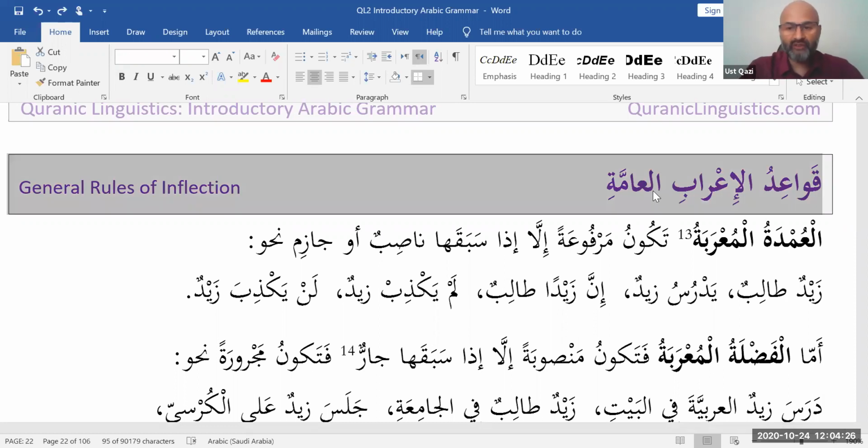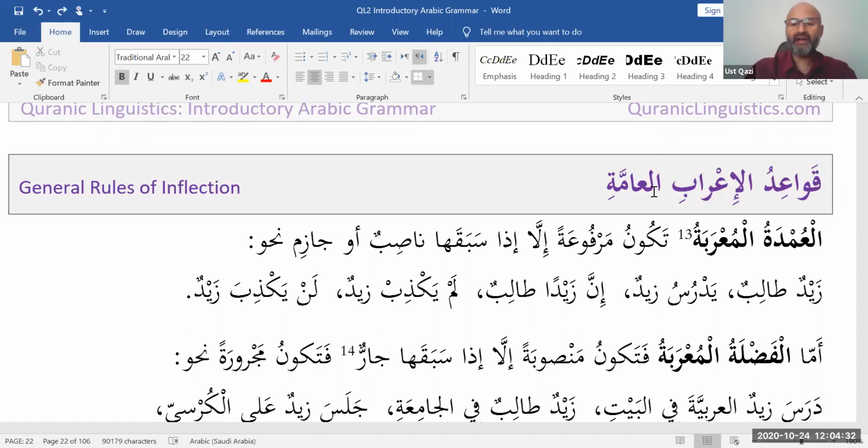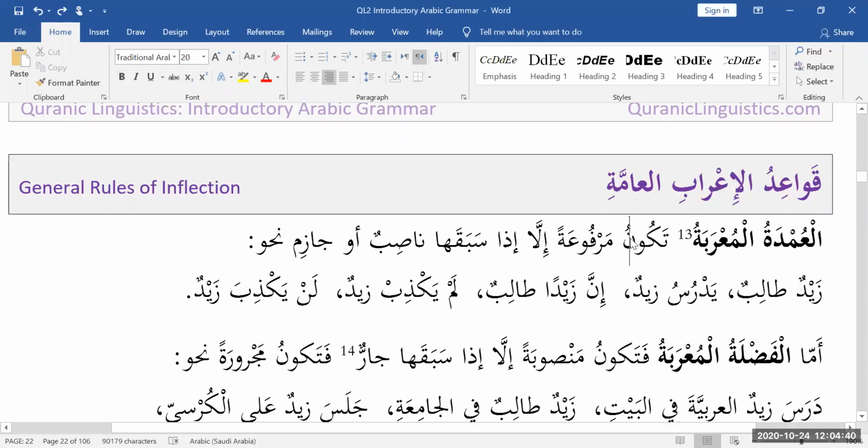General rules of inflection. قواعد الإعراب العامة. This lesson is built on top of the previous lessons. So if you have not completed the previous lessons, please be sure to complete all of the previous lessons with all of their exercises and quizzes.